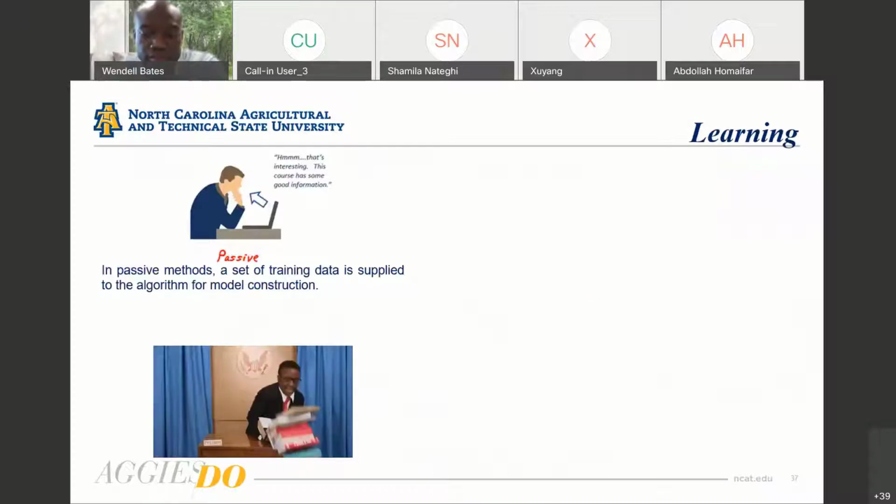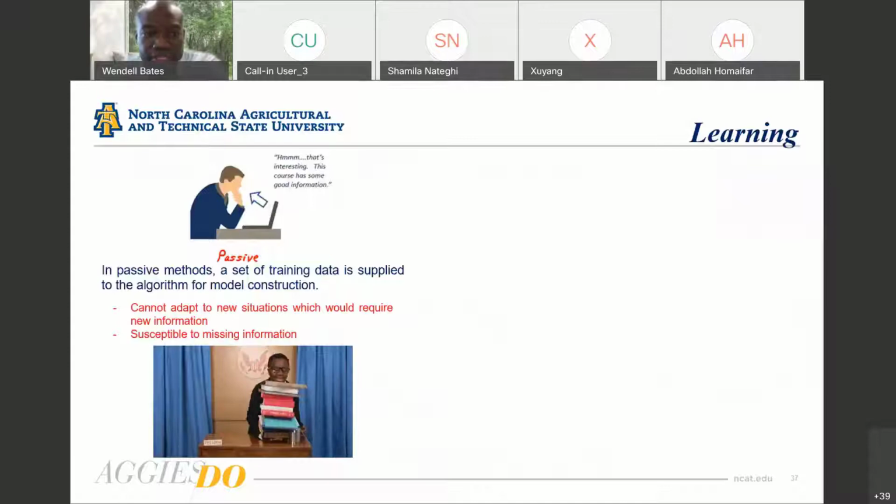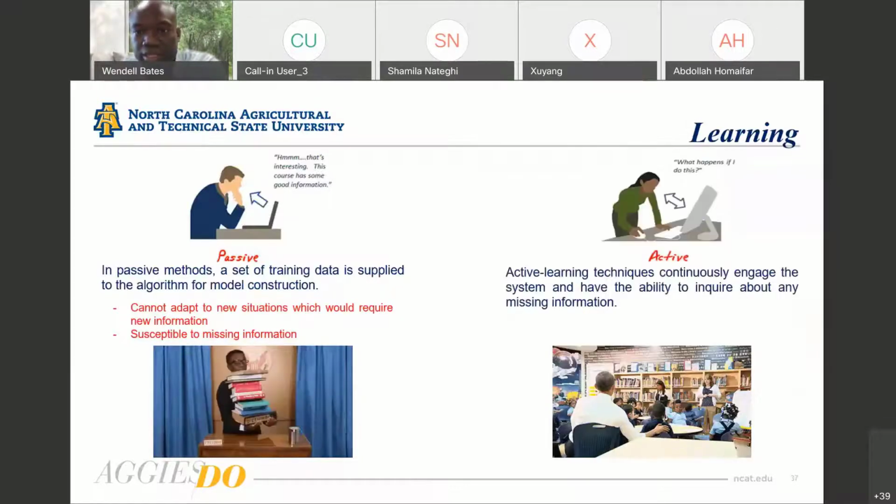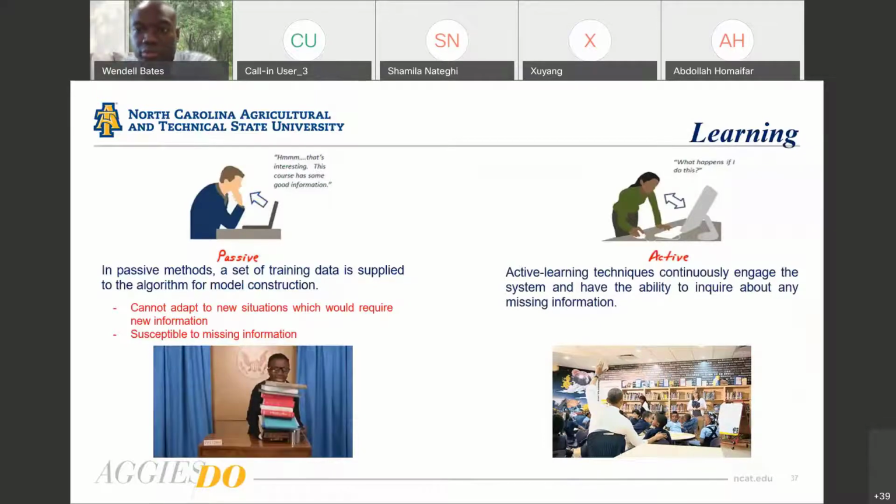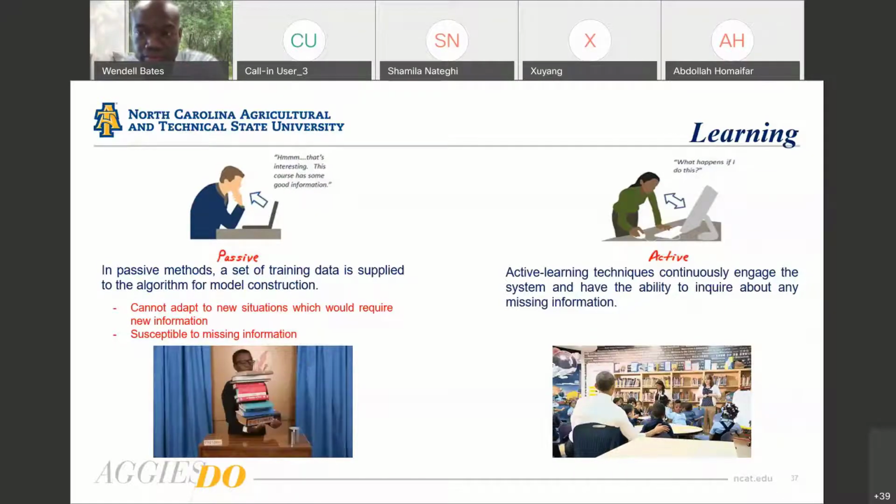And so when it comes to learning, there are two different types of learning. There's passive learning methods where a set of training data is supplied to the algorithm for model construction. However, the drawback is you cannot adapt to new situations that will require new information, and it's also susceptible to missing information. In order to combat this, there's active learning techniques which continuously engage in the system and have the ability to inquire about any of the missing information. So it's more of a conversation between the algorithm and the system.